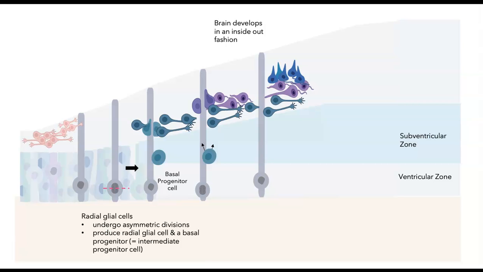In other words, we say that the brain is developing in an inside-out fashion, where earlier born neurons lie deeper in the brain than more peripheral ones. The only exception are those very early neurons that are born and remain in the marginal zone.